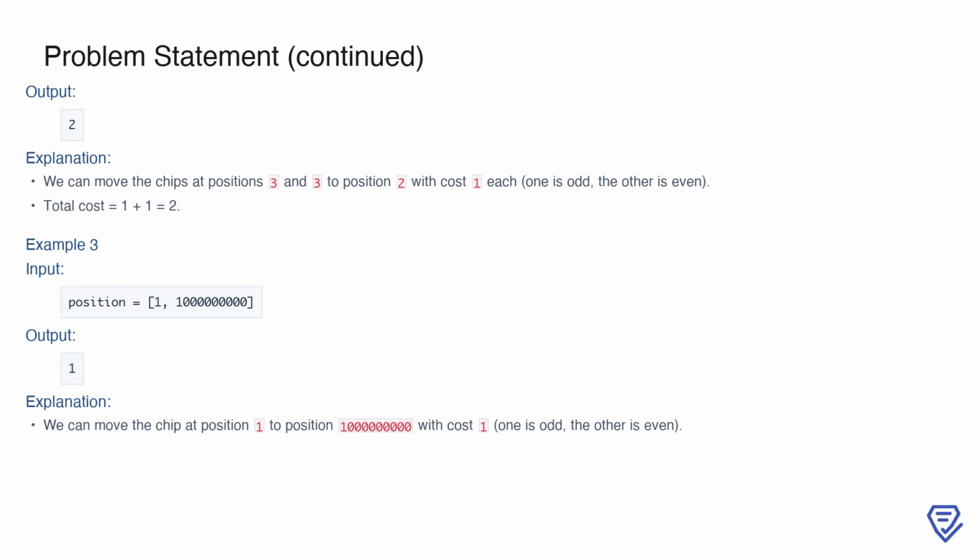Now consider an edge case where the input is position equals 1 billion. Here, we can move the chip at position 1 to position 1 billion with a cost of 1 because one is odd and the other is even. The total cost for this input is simply 1.